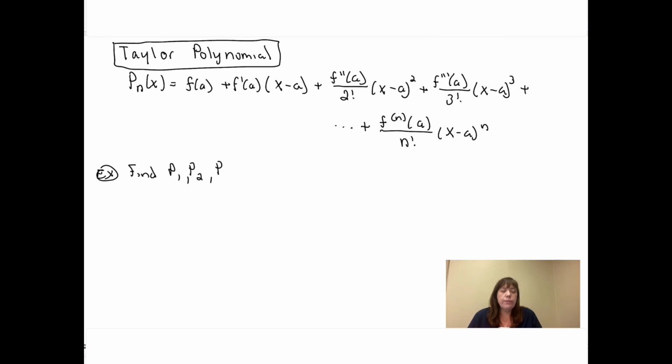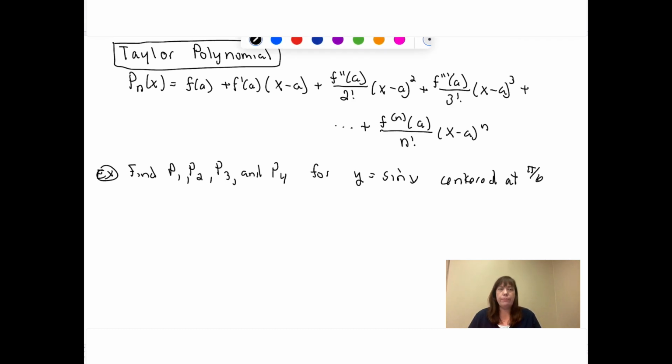So for our example today, we're going to find P1, P2, P3, and P4. For f(x), we'll just make it equal to sine of x, just a simple trig function for us to work with. And we're going to center this at pi over 6. All right, so let's review the algebra that we learned last class. We're going to go all the way to P4, so I need to find my function and my first 4 derivatives.